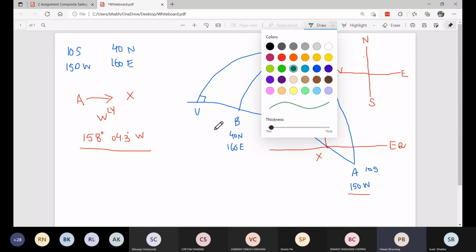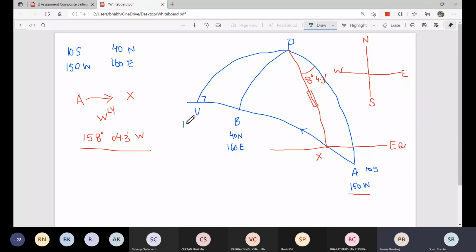111 degree 55.7 east. Okay, so let's write it as 111 degrees. I'm leaving the minutes just to keep it simple. 111 degree east. Now the vertex is 111 east. You have calculated this green color angle which comes as 90 degrees.